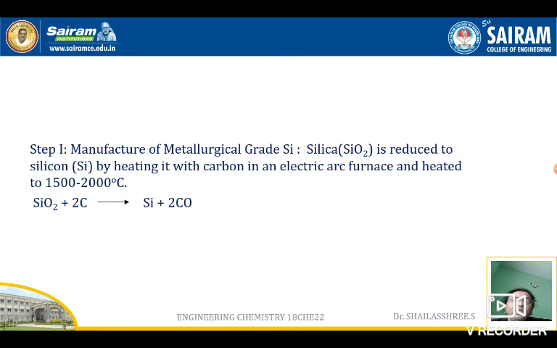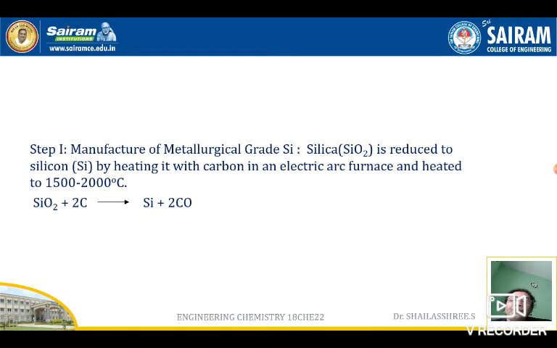But what do we need? We need a silicon which is intermediate between metallurgical grade silicon and semiconductor grade silicon. What is the meaning? A silicon which has fewer impurities than the metallurgical grade silicon, and more impurities than the semiconductor grade silicon, that is what we are synthesizing here. That is done in two steps.